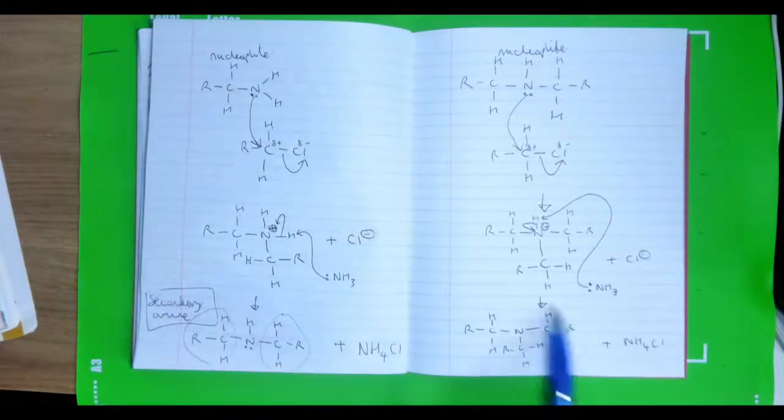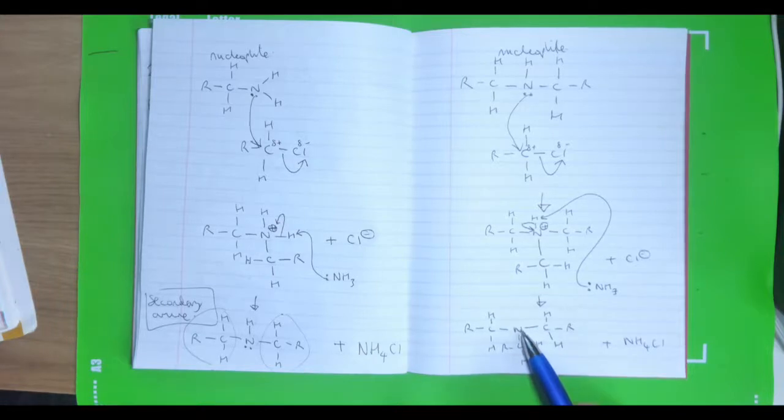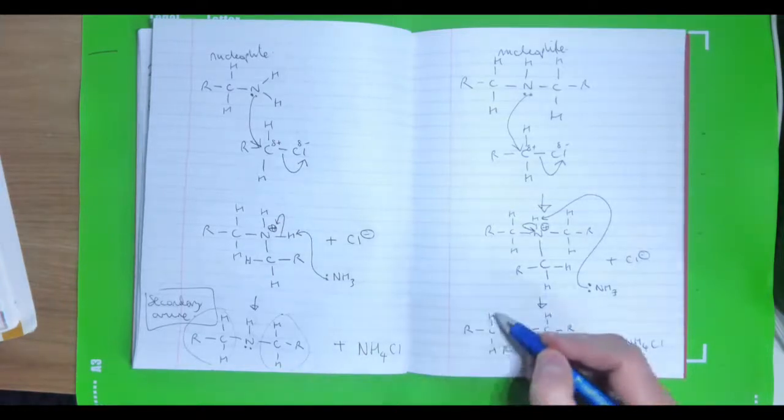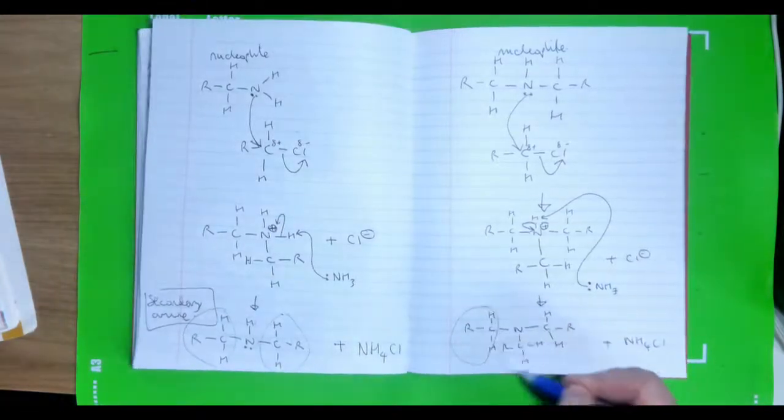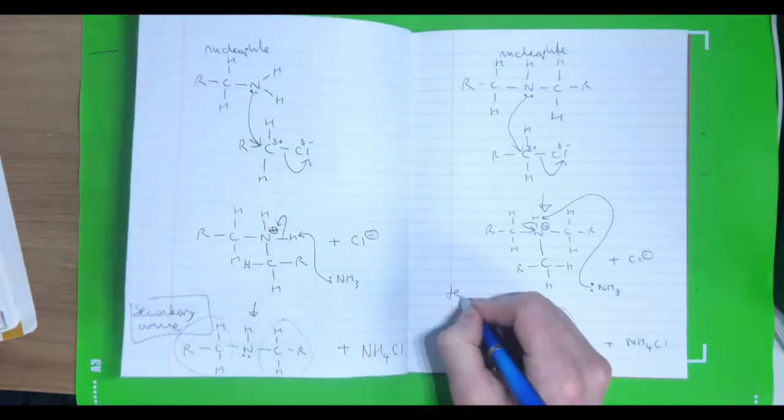Okay, right, now let's have a look to see what we've got here. So it's an amine again, isn't it? But this time there's no hydrogen atoms attached to this nitrogen here. So it's actually a tertiary amine. 1, 2, 3 R groups attached to it.